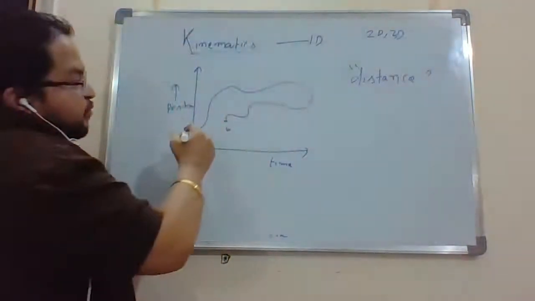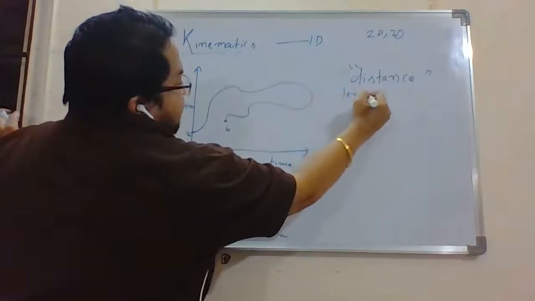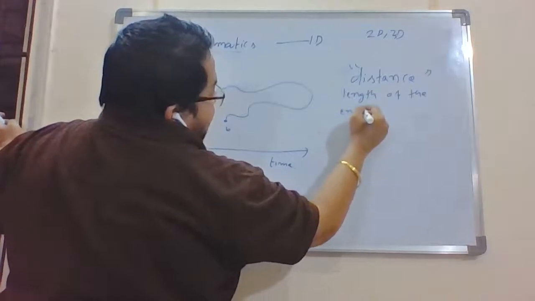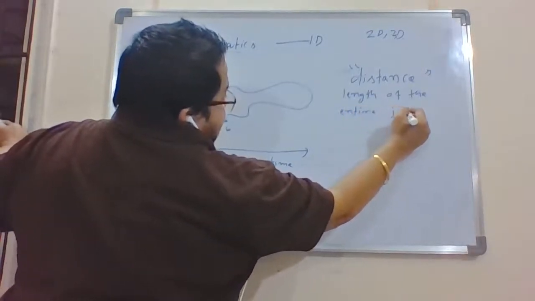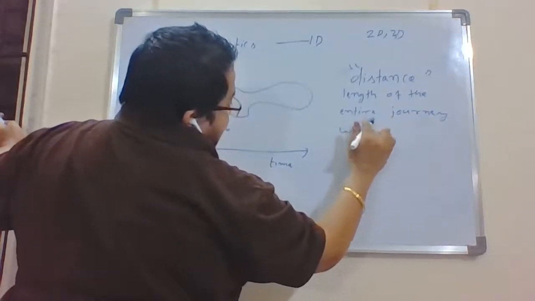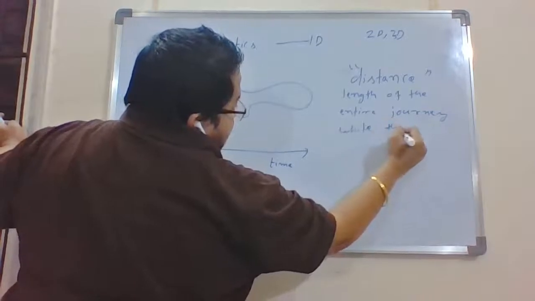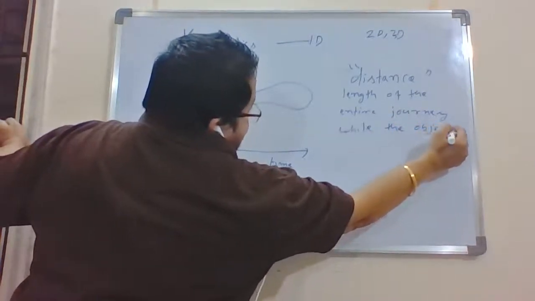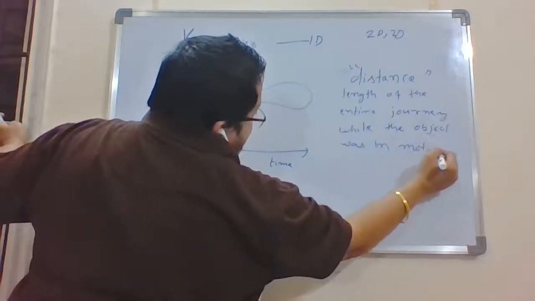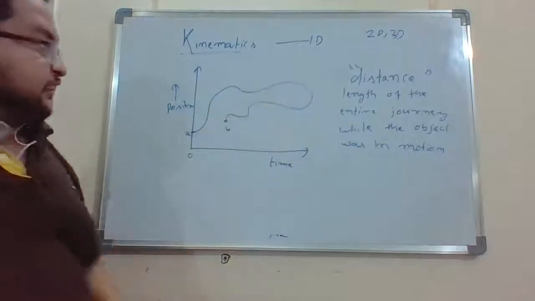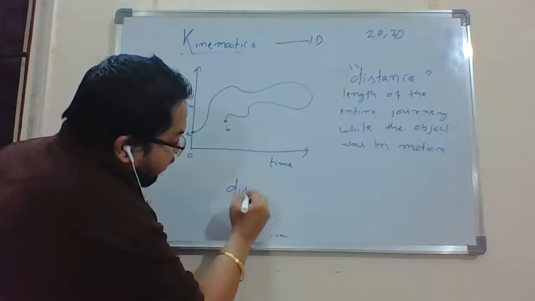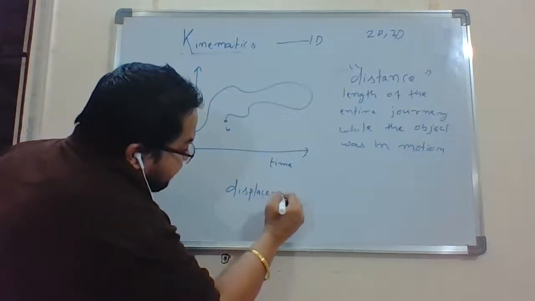Okay, so distance is nothing but the length of the entire journey while the object was in motion. So this one we would say is the distance, but there is one more term which we would introduce called displacement.